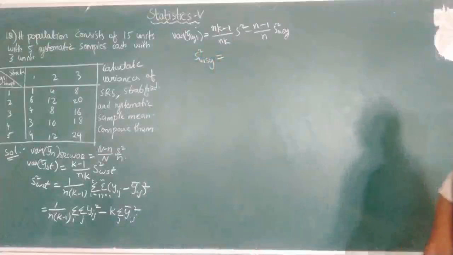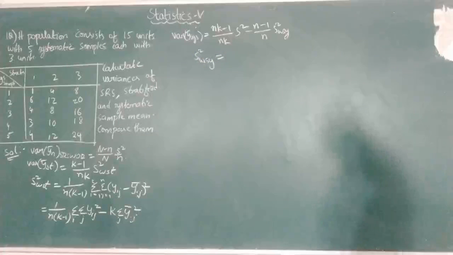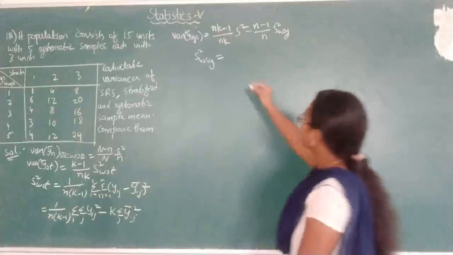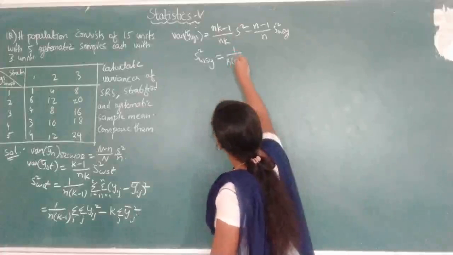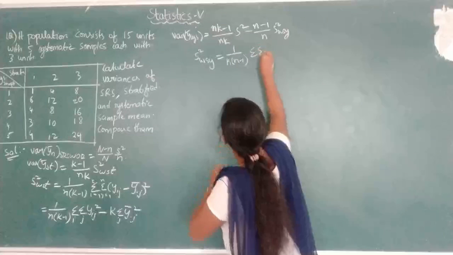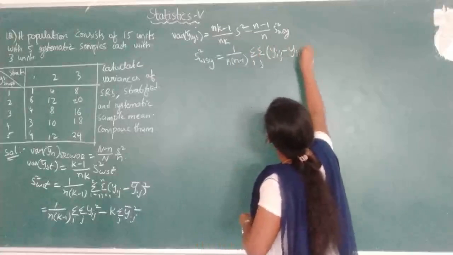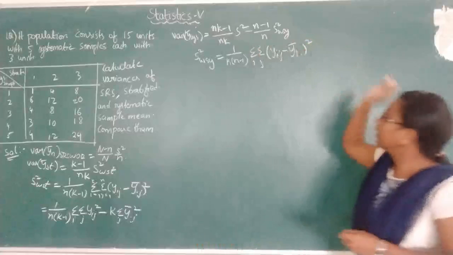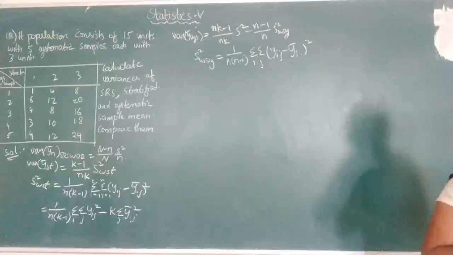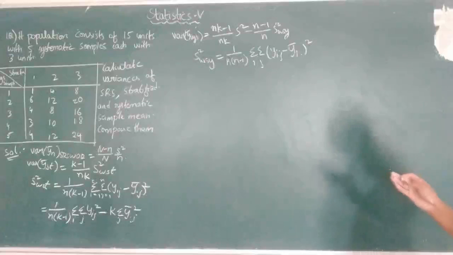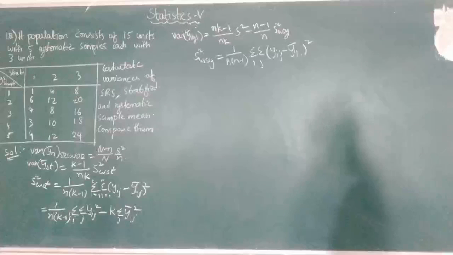The formula is S square w sy equals 1 by k into (n minus 1), double summation over i and j of (yij minus yi dot bar) whole square. Here we consider the sample mean of the ith systematic sample, that is yi dot bar. Now we have all the required formulas. For this we need a calculation box, so now we will draw a calculation box for the given problem.